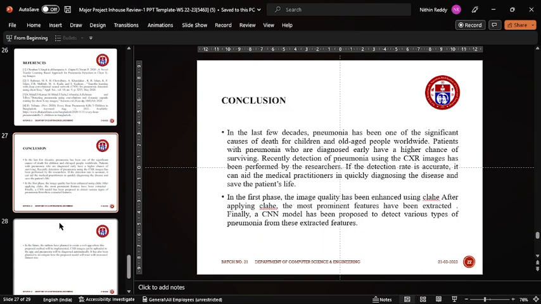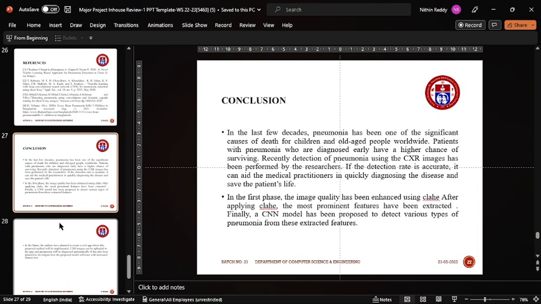Conclusion: in the last few decades, pneumonia has been one of the significant causes of death for children and old age people. Patients with pneumonia who are diagnosed early have a higher chance of surviving. Recently, detection of pneumonia using CXR images has been performed by researchers. The detection rate is accurate. It can aid medical practitioners in quickly diagnosing the disease and save the patient's life.